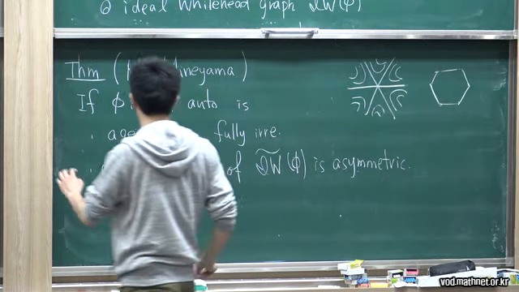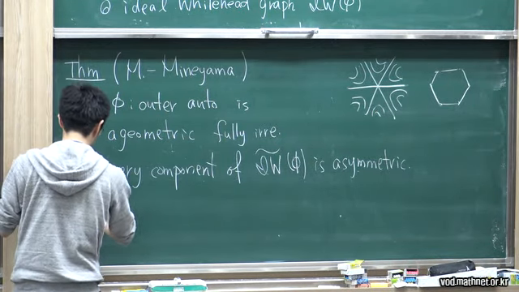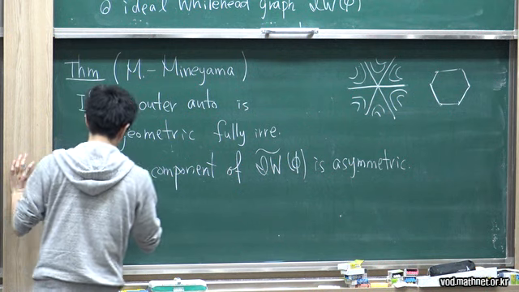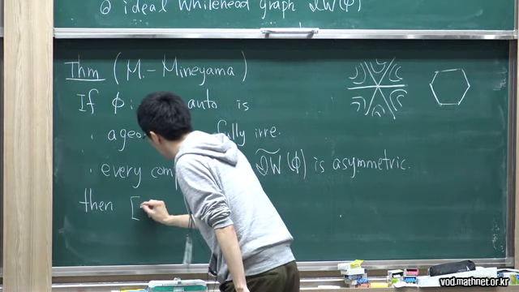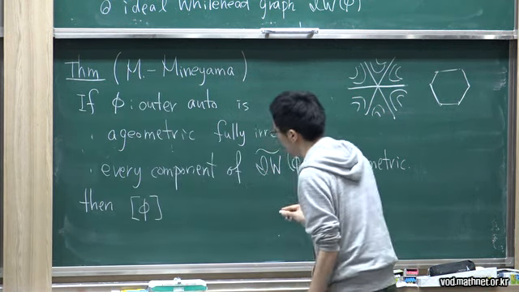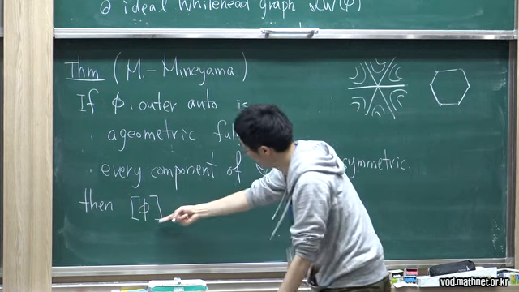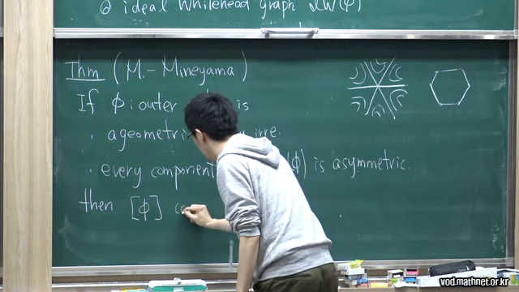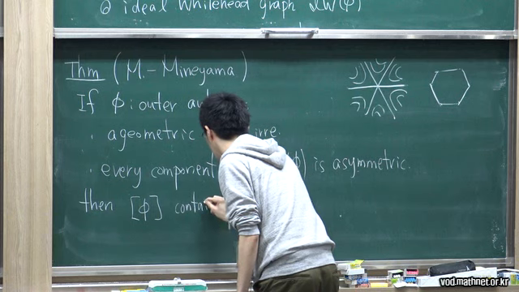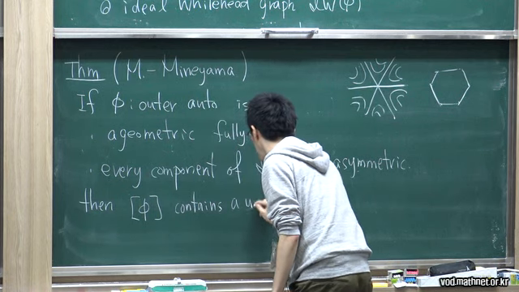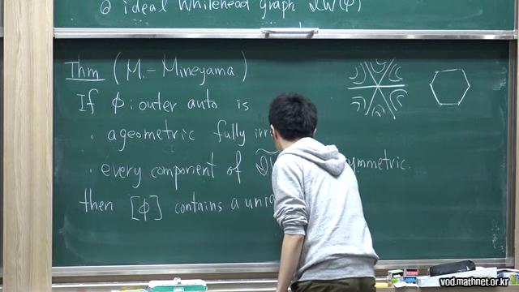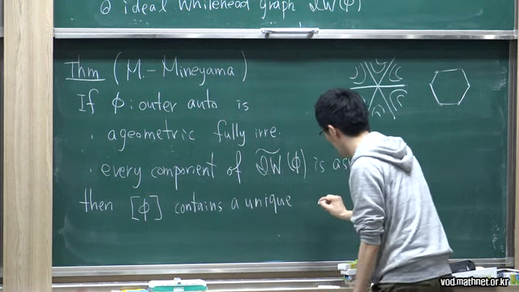Then the conclusion is, as you expect, that this commensurability class contains a unique minimal element.